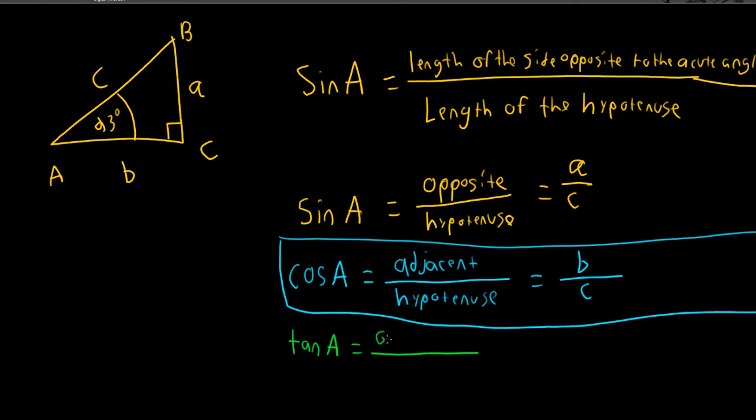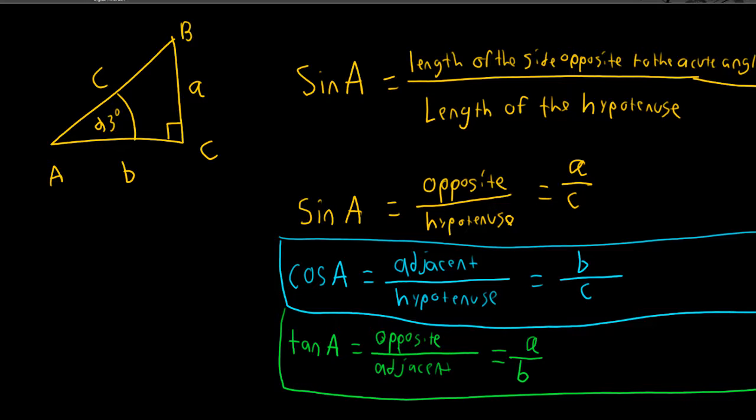So opposite over adjacent. Or same thing as A over B. And those are the three main definitions, you could think of, that we're going to be working with in trigonometry.